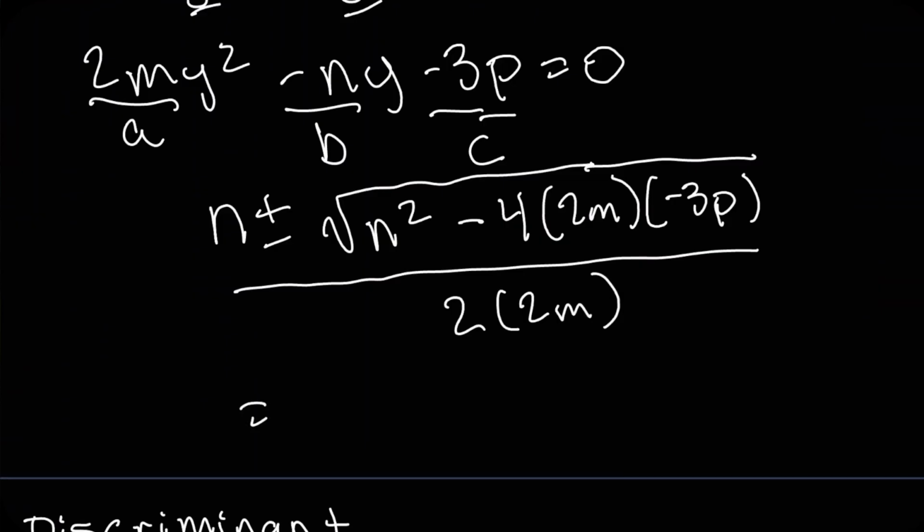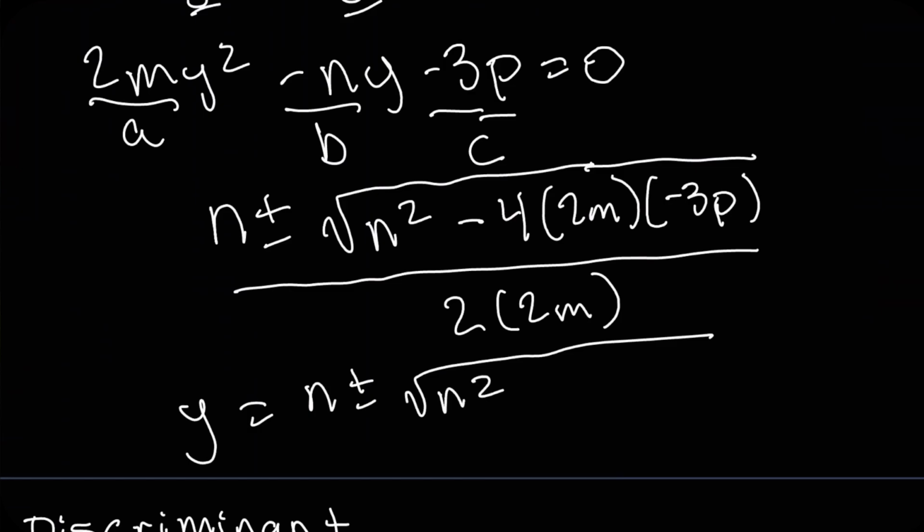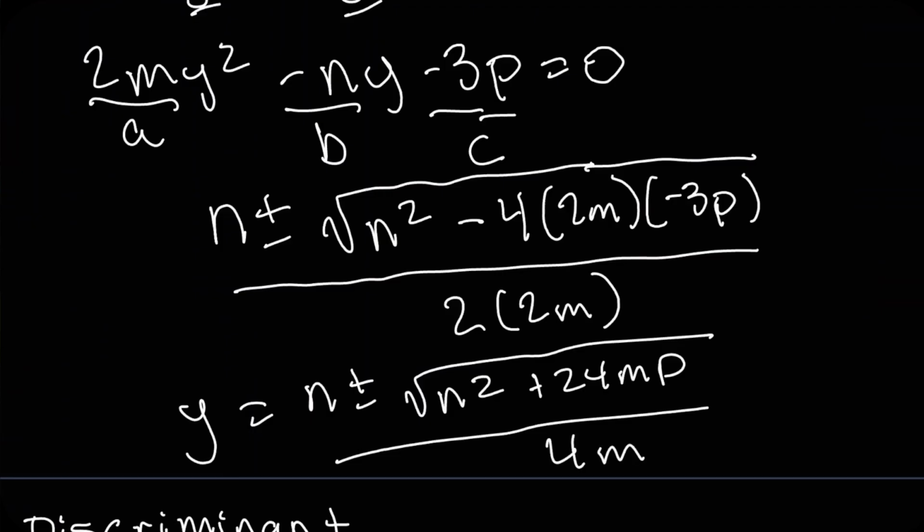And our final equation will have y is equal to n plus or minus the square root of n squared plus, because we have a negative 4 times a negative 3p, plus 24mp, all divided by 4m.